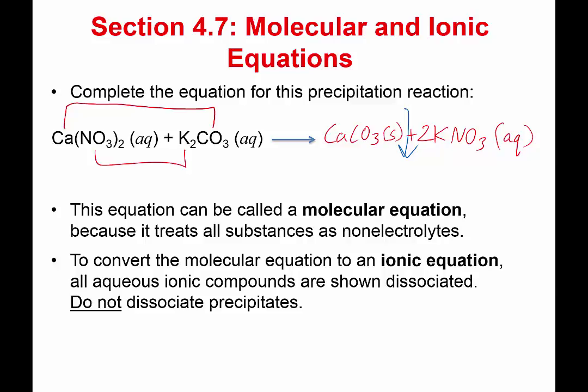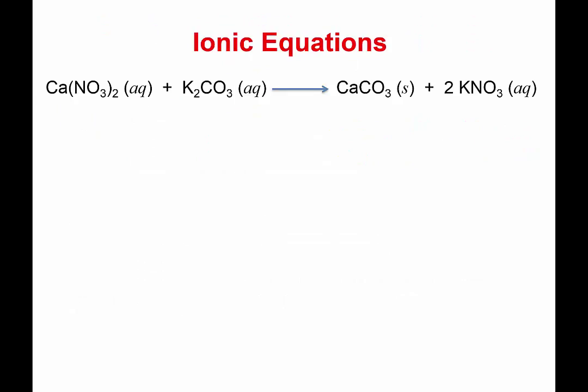Okay, so let's do this process then. Let's convert the equation above into an ionic equation. So I've written out that equation again. So what I'm going to do is dissociate calcium nitrate into calcium ions, which is Ca2+ aqueous, and then nitrate is NO3-, but I have 2 of them.